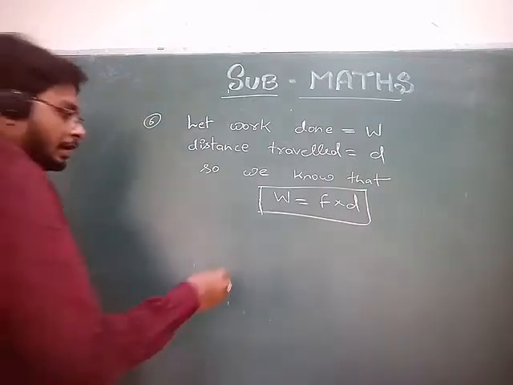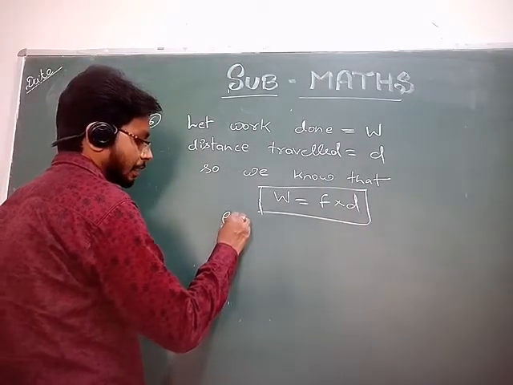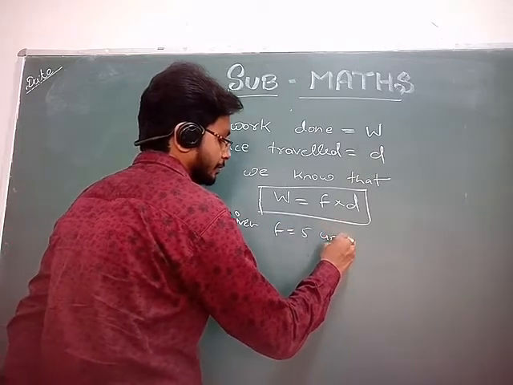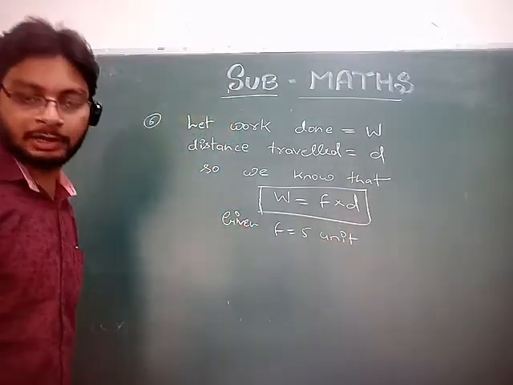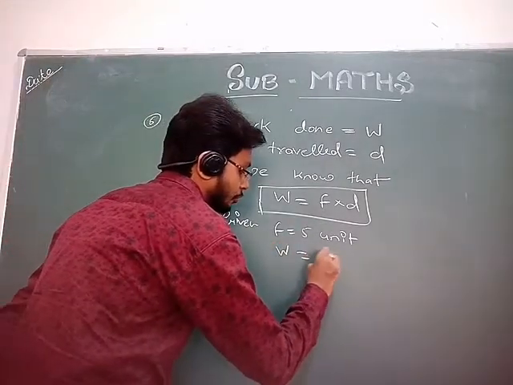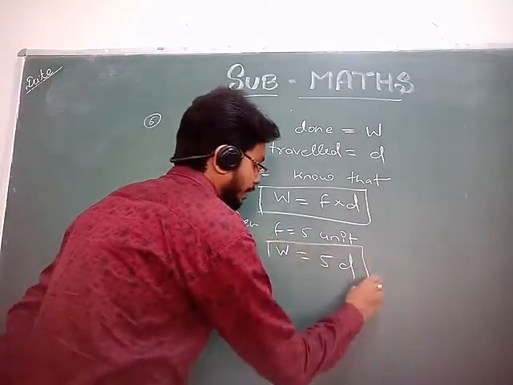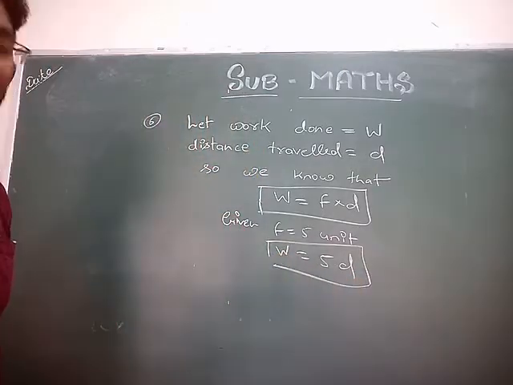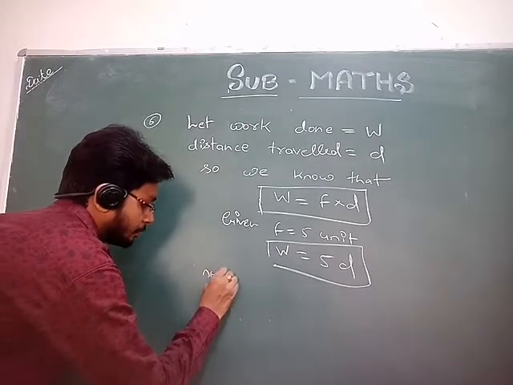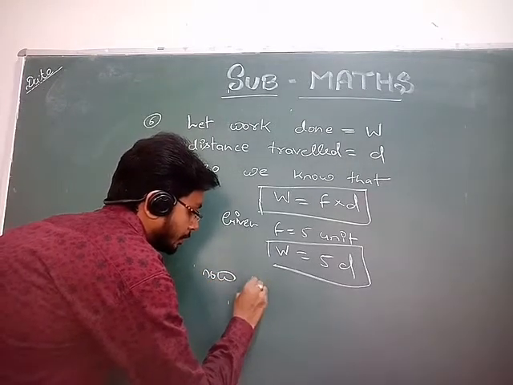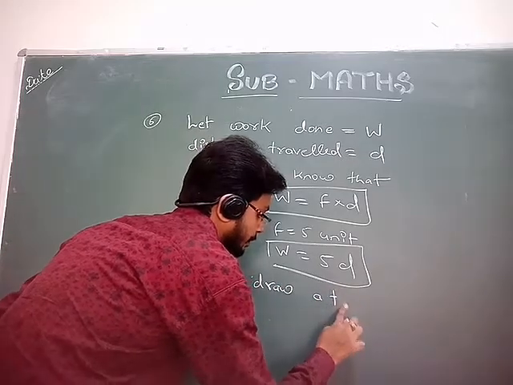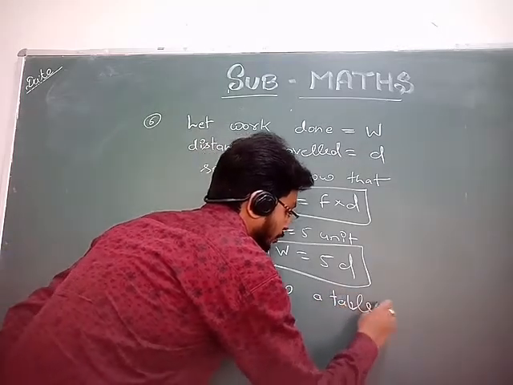Force is constant. So here we use the formula W is equal to F into D. And given F is 5 units, so this equation will be W is equal to 5D. Now you will draw the graph of W is equal to 5D. Firstly you will draw a table, a table for the solutions.